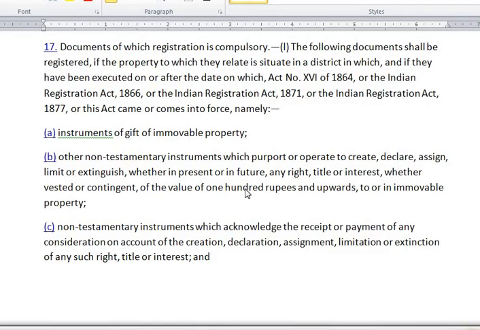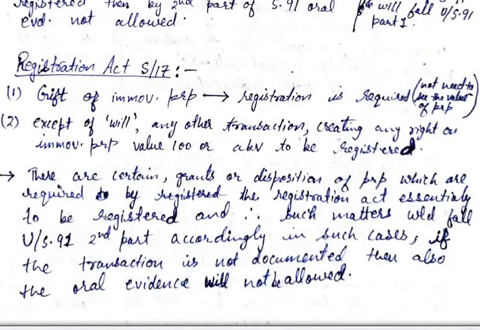And since they all need to get registered, they will all fall into the second part। और गिफ्ट के केस में, ग्रांट के केस में इनफैक्ट 100 रुपीज एक्सेट्रा देखने की जरूरत नहीं है। Whatever will be the value, if it is immovable property, it will fall into the second part। And therefore what I want to highlight here is that all kinds of contract, grant and dispositions will not fall in the first part। There are several contracts and grants and dispositions which do fall in the second part of Section 91 because they are compulsory to be registered। So write it down.